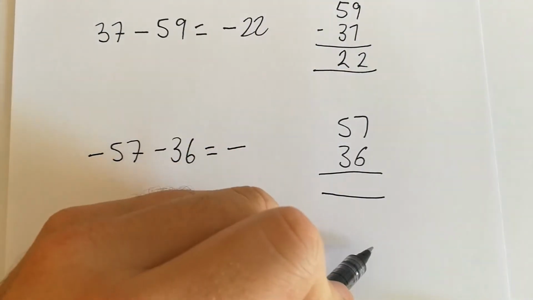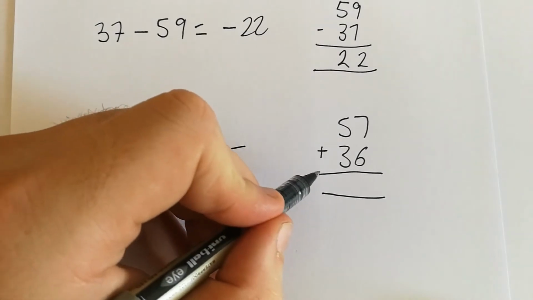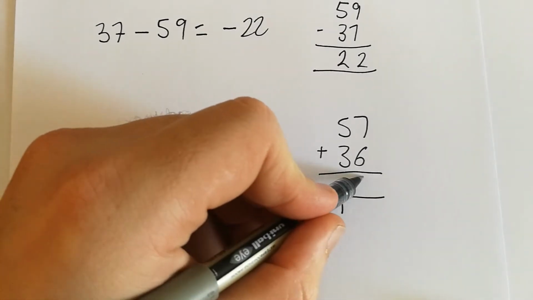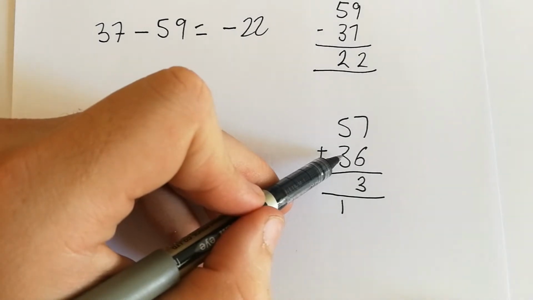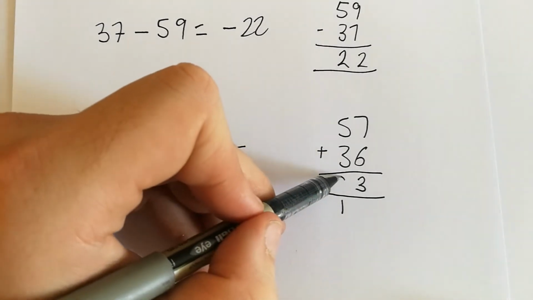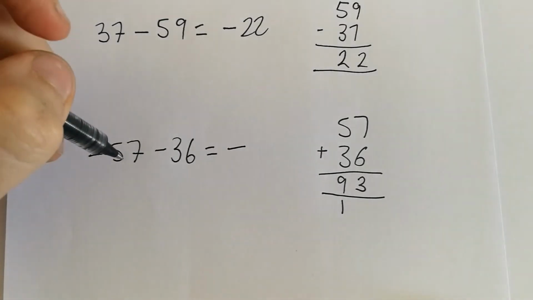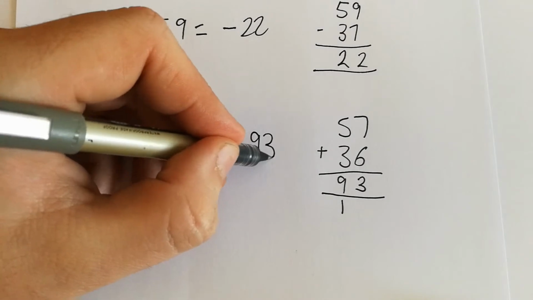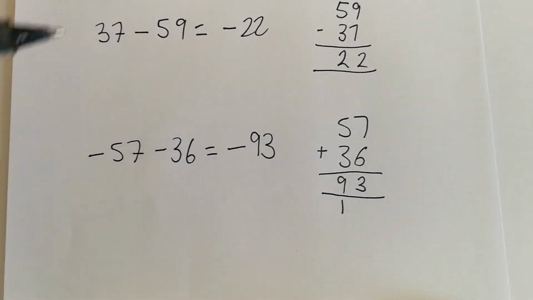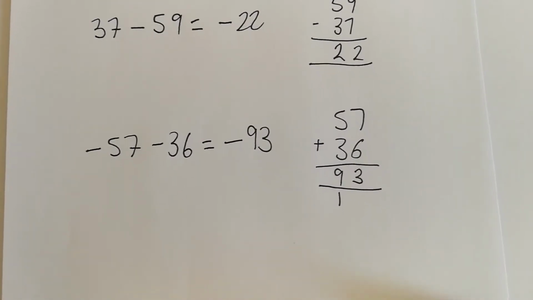7 plus 6. Effectively, we're adding our numbers together. So 7 plus 6 is 13. And then 5 plus 3 is 8, plus our 1 is a 9. So minus 57 minus 36 is minus 93. And if you ever get confused, just think, am I above water? Am I below water? Am I going nearer the surface, or am I going further down? That's a way to get yourself to think about it.